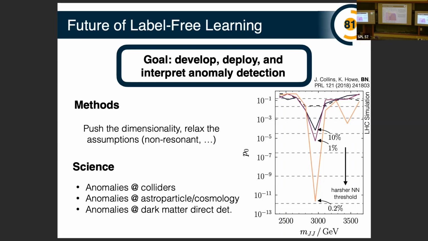Okay, so this is a picture that shows the sensitivity of these methods. This is proton-proton goes to dijets. And if we inject a signal, this is automatically able to identify there's something weird in the data. This is the p-value, so low p-value means there's something weird.